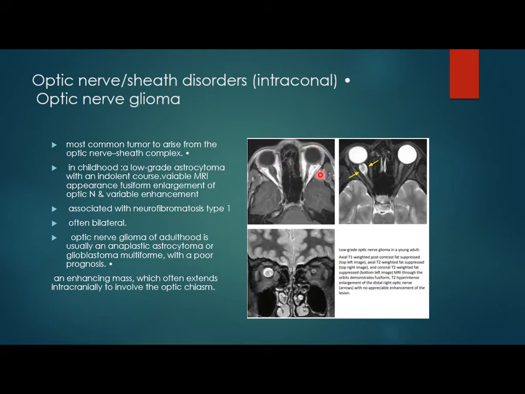Here, this is the T1 post-contrast. This is the T2. This is the T2 also, coronal. Here there is a fusiform enlargement of the anterior part of the right optic nerve, showing no enhancement. This is hypo in T1 and hyper in T2.